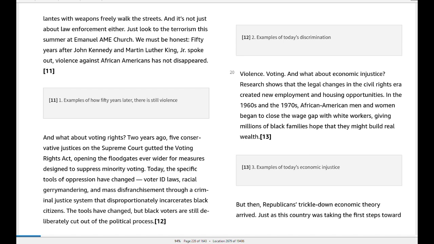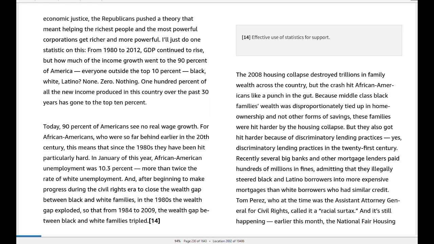But then, Republicans' trickle-down economic theory arrived. Just as this country was taking the first steps toward economic justice, the Republicans pushed a theory that meant helping the richest people and the most powerful corporations to get richer and more powerful. I'll just do one statistic on this.